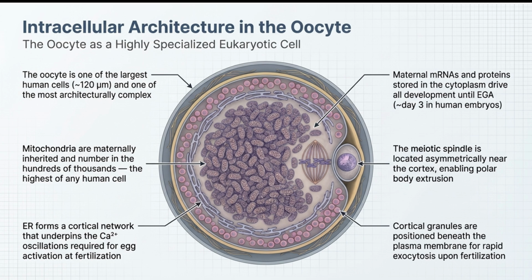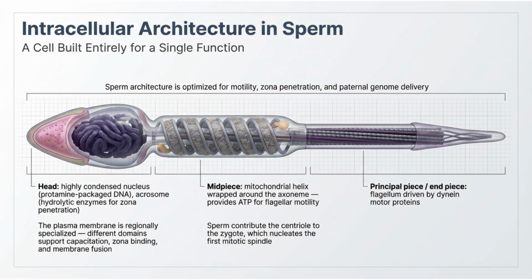Having examined the oocyte, let's now turn to its cellular partner in fertilization, the sperm, whose architecture could not be more different. If the oocyte is the most complex cell in terms of cytoplasmic organization, the sperm is arguably the most optimized, a cell that has been architecturally stripped down to its essentials with one singular purpose: to deliver the paternal genome to the oocyte as efficiently and reliably as possible. Almost everything about sperm biology represents a trade-off between minimizing mass and maximizing motility and penetration capacity.